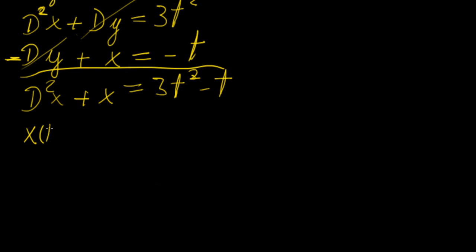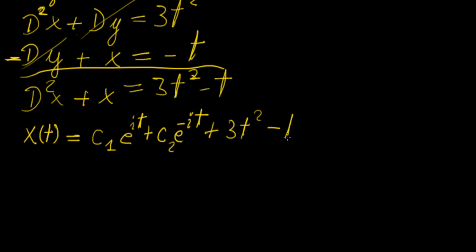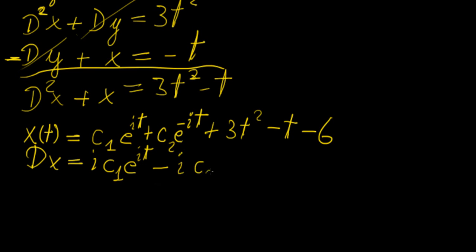So our general solution for x(t) is going to be c1 e to the power of it minus it plus 3t squared minus t minus 6. And now what we're going to do is take the derivative of that, so dx. So this becomes c1 minus ic2 e to the minus it plus 6t minus 1.